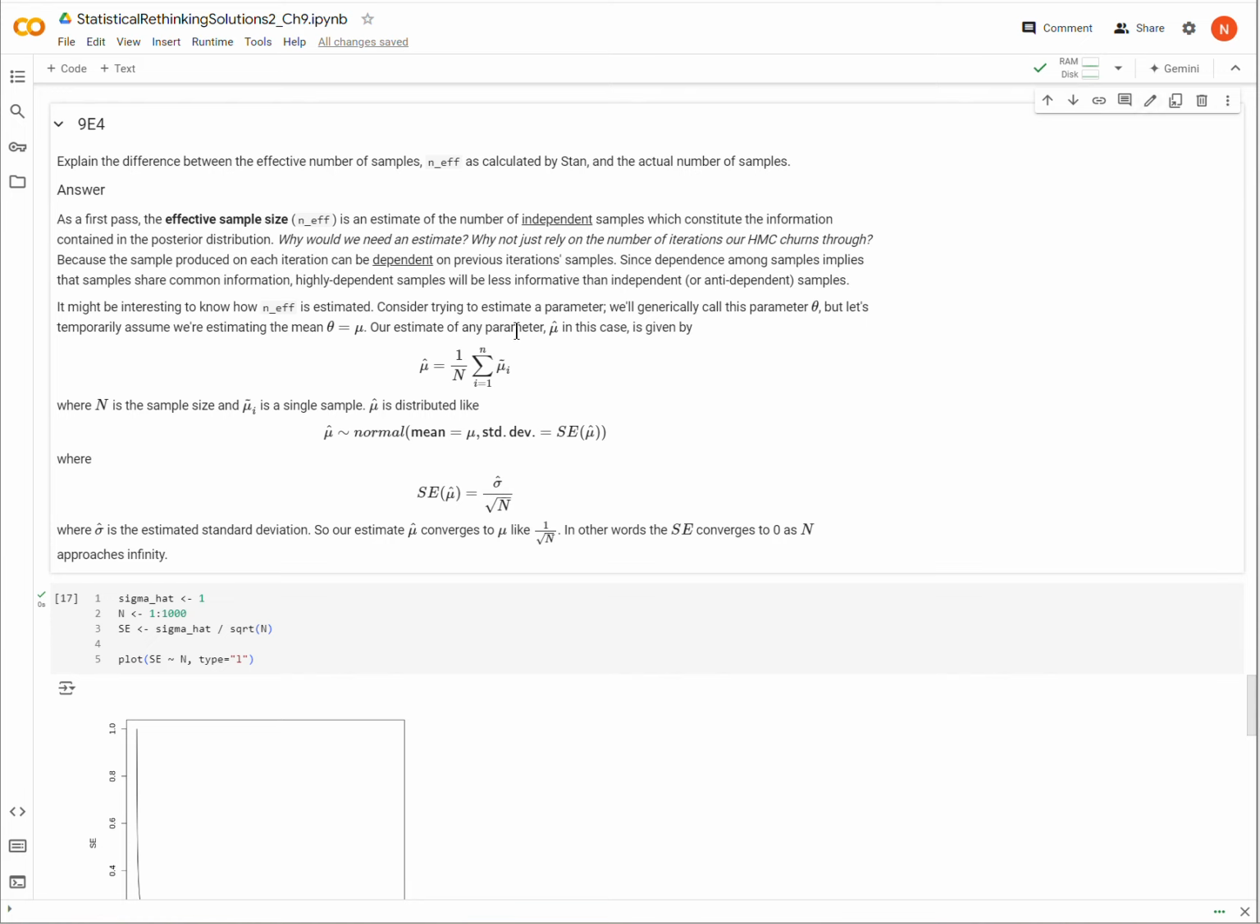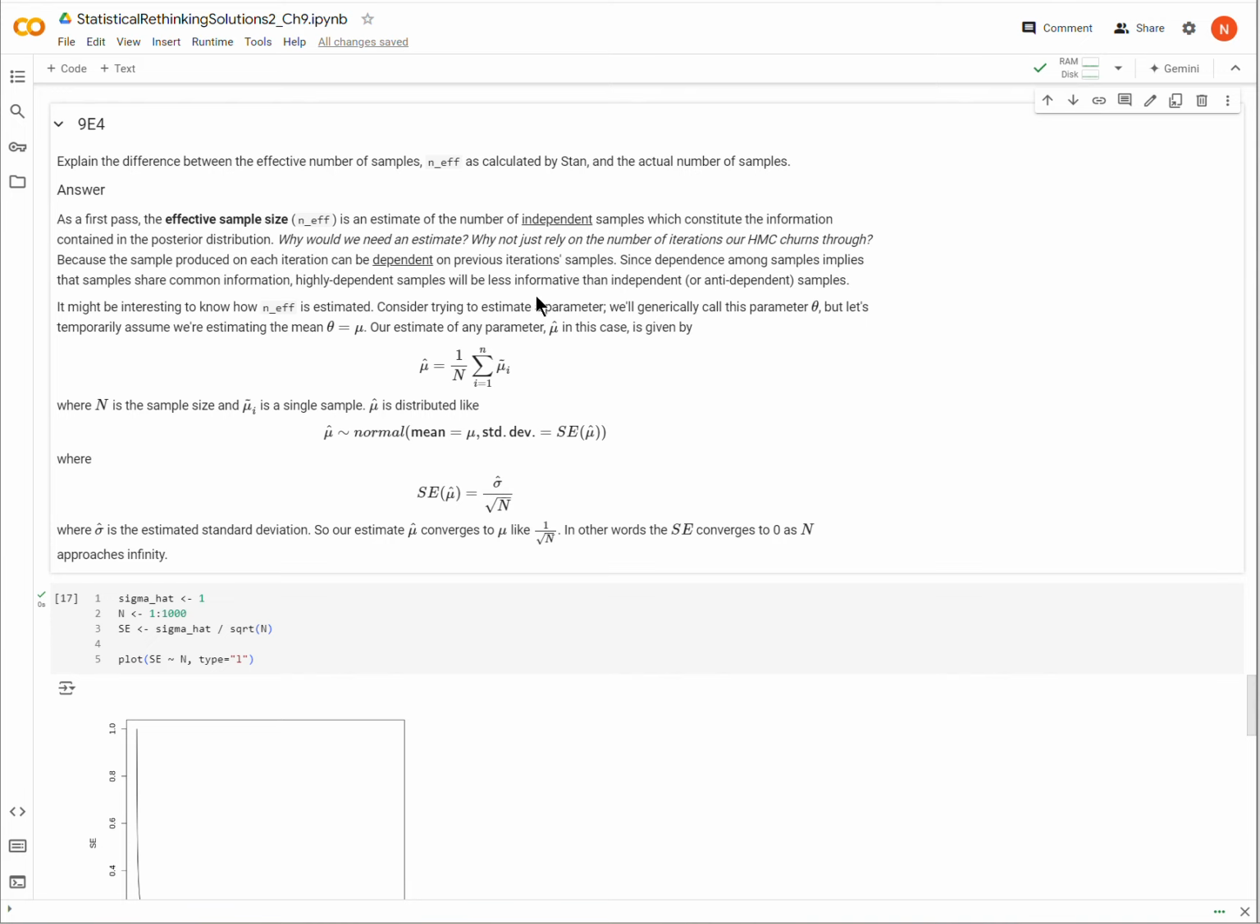But I thought it might be a little bit interesting to learn a little bit more about NEFF, the number of effective samples. Okay, so let's do that. So let's say that we're trying to estimate any parameter, generically called theta, but we'll try to estimate the mean of something. We're going to estimate mu. So theta equals mu here. Our estimate of mu we'll call mu hat.